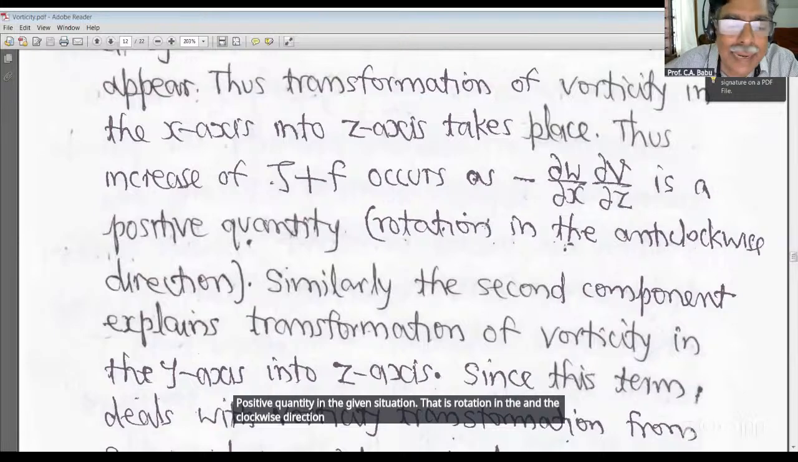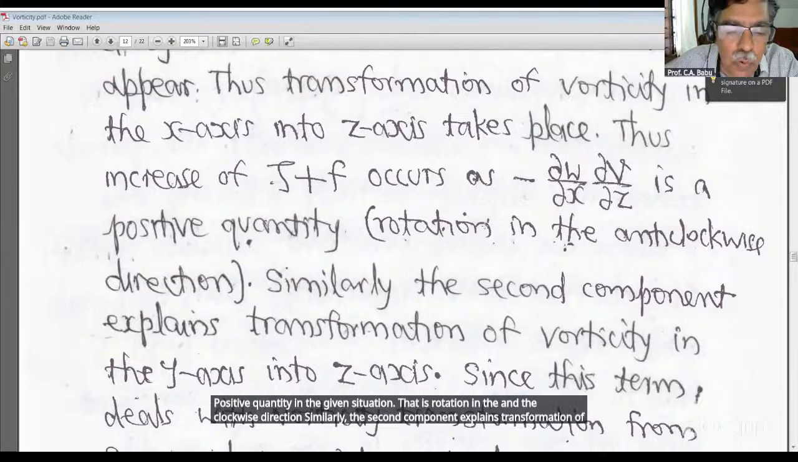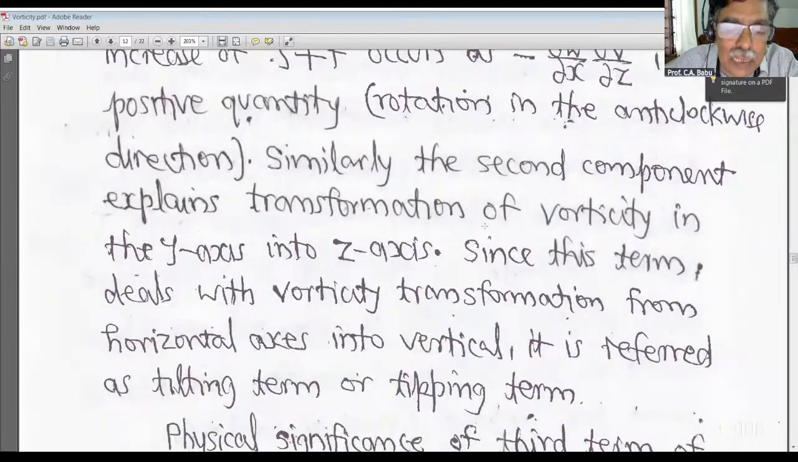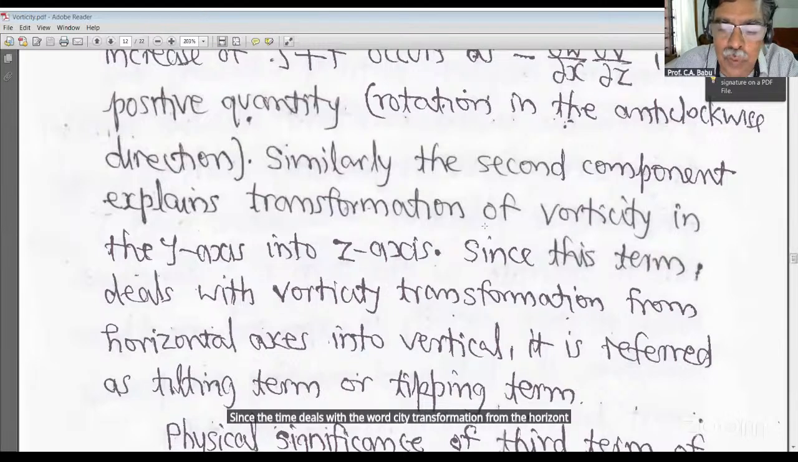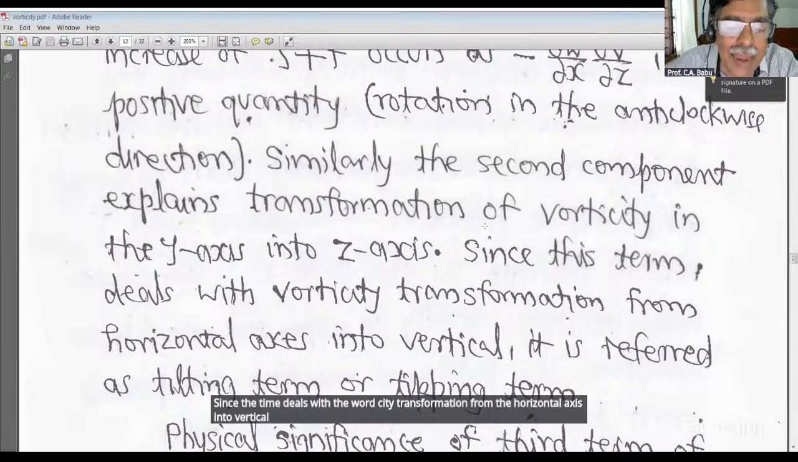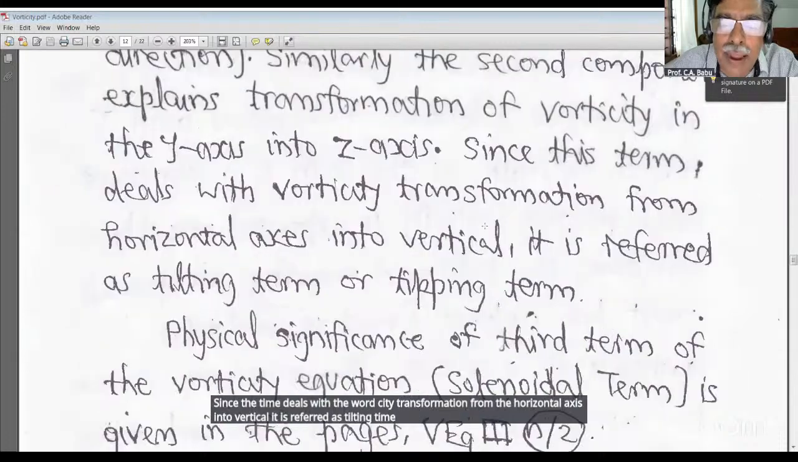Similarly, the second component explains transformation of relative vorticity in the y-axis into z-axis. Since the term deals with the vorticity transformation from the horizontal axis into vertical, it is referred to as tilting term or tipping term.